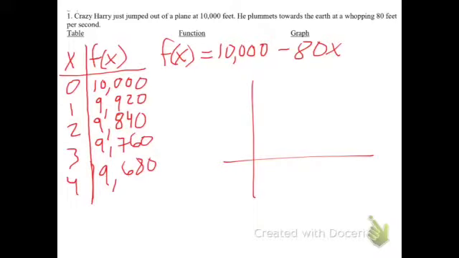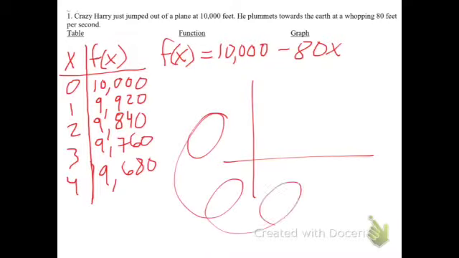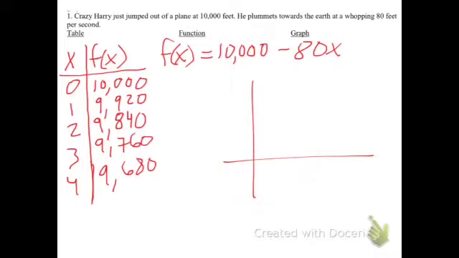And now we're going to draw the graph down here. It doesn't really make sense to draw the graph over here in the second, third, and fourth quadrant because that deals with negative seconds, which we're not too interested in, or negative altitude, which would be a bad thing for a skydiver if they don't have a parachute.